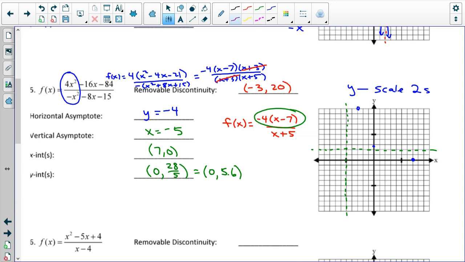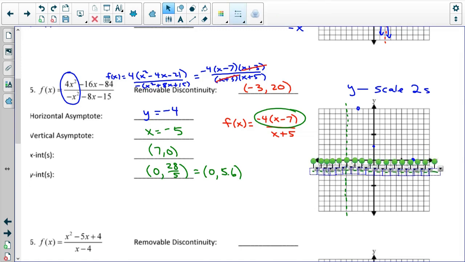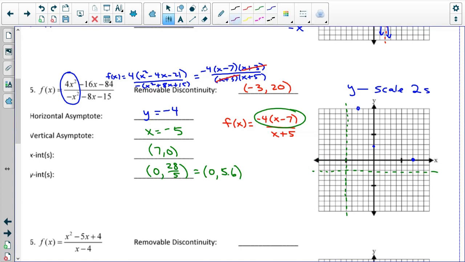So here's what I got. Oh, by the way, I drew my horizontal asymptote in the wrong spot. It should be at -4. So hopefully you recognize that while I was making a mistake. So it should be down there. So now all I have to do is match everything up, and it looks something like this.